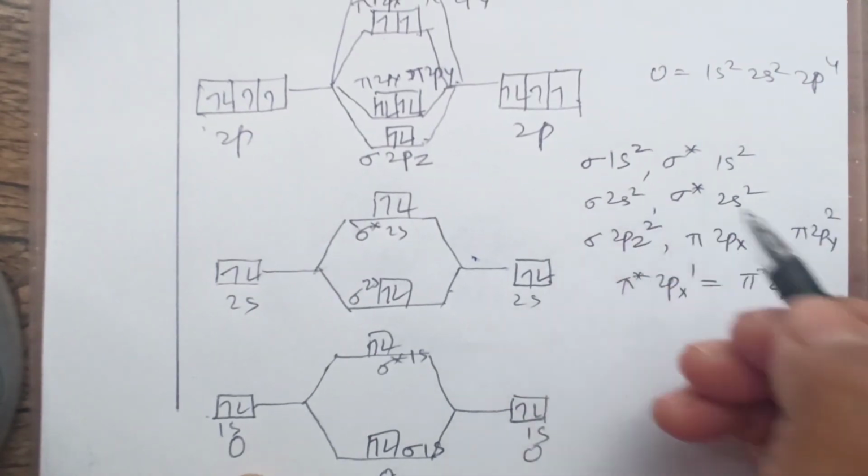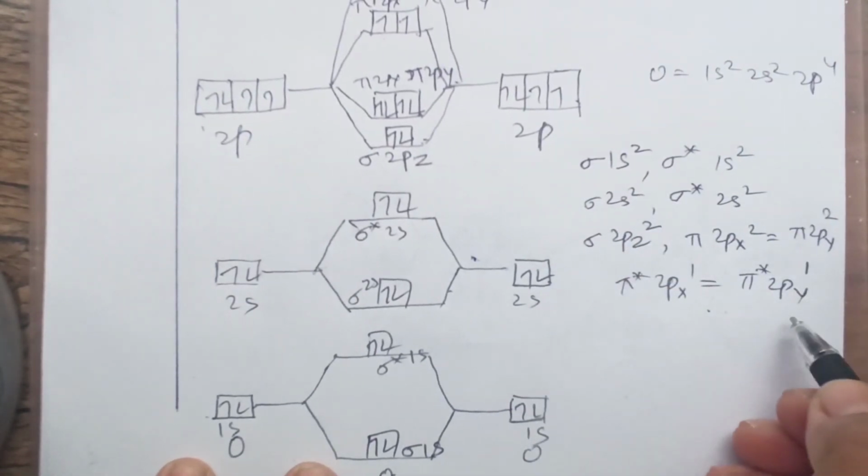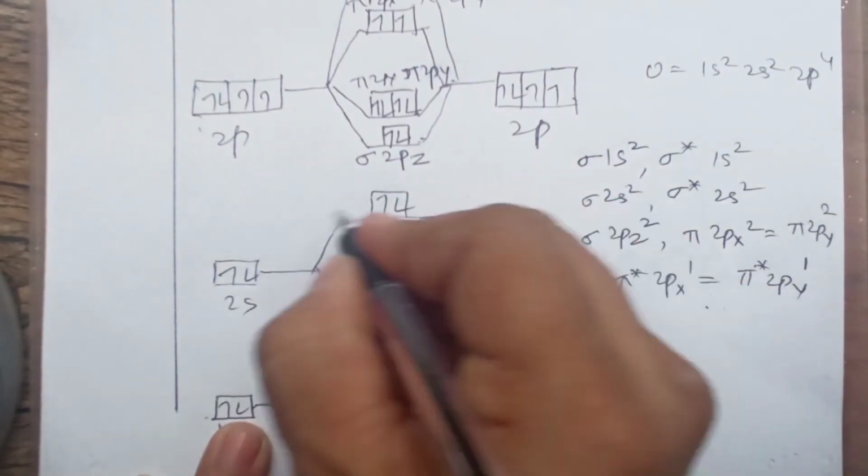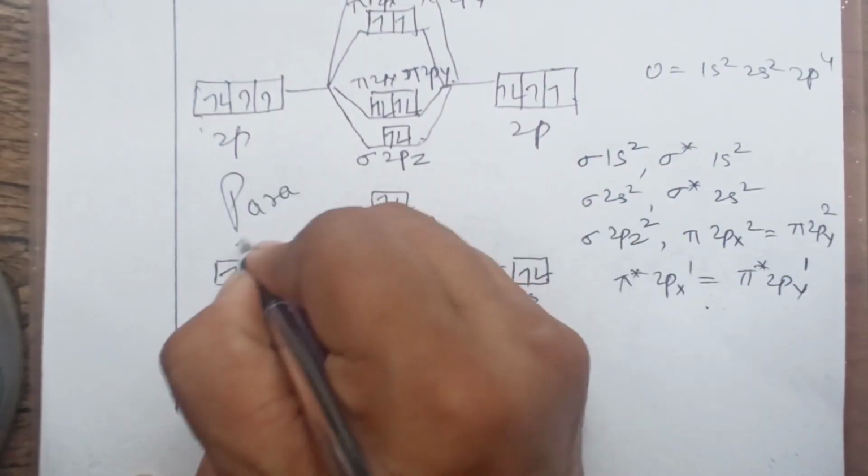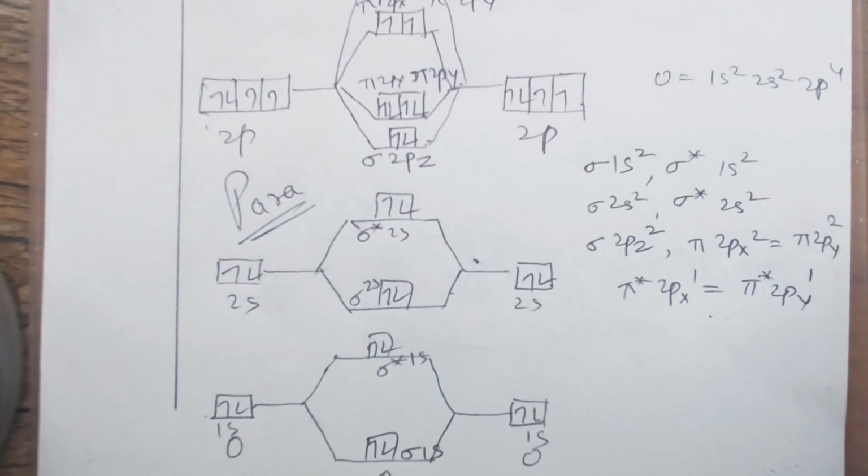There are two unpaired electrons in this. That means it is paramagnetic. It's a very important question asked: O2 molecule is paramagnetic, explain. MOT can explain it is paramagnetic.